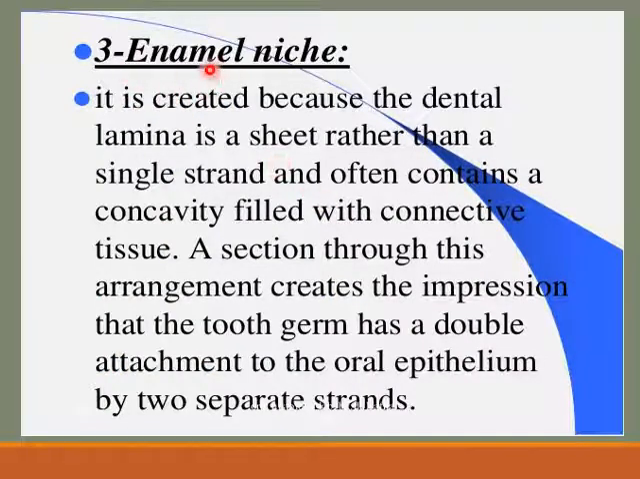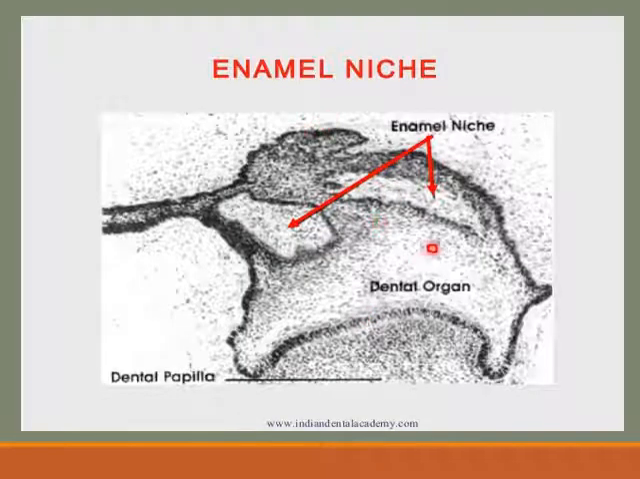The third structure is the enamel lamp. It is created because the dental lamina is a sheet rather than a single strand, and often contains a concavity filled with connective tissue. A section through this arrangement creates the impression that the tooth germ has a double attachment to the oral epithelium. So in this enamel lamp, we have two dental laminae. This is the histological section that represents it.